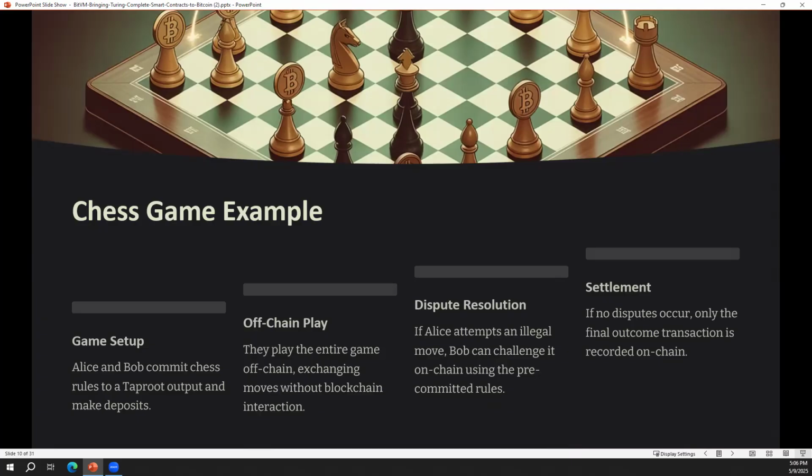If no one cheats, the game completes and funds are settled according to the outcome with just one final transaction. This way, the full complexity of chess, a very complex game state, is kept off chain and only a tiny proof goes on chain if there is a dispute.